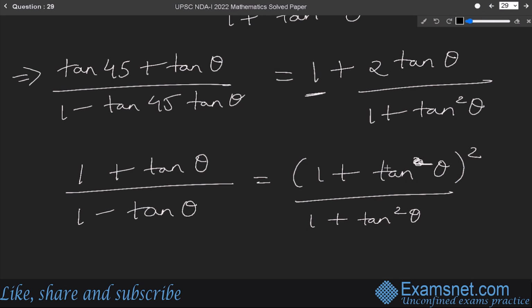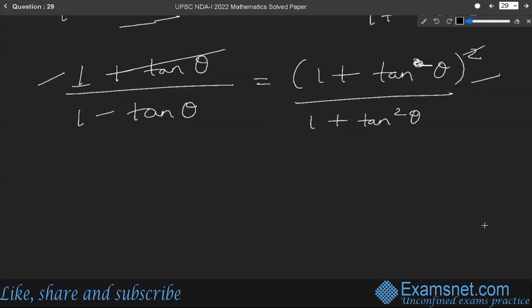So have you understood this step? It is quite easy. tan 45 is 1, and again here tan 45 is 1. So in the left hand side we get 1 plus tan theta upon 1 minus tan theta. In the right hand side we have just cross multiplied. Then we got (1 plus tan theta) whole square upon 1 plus tan square theta. Now you can see that there is 1 plus tan theta on the left hand side and here there is 1 plus tan theta whole square. So I can cancel one term easily.